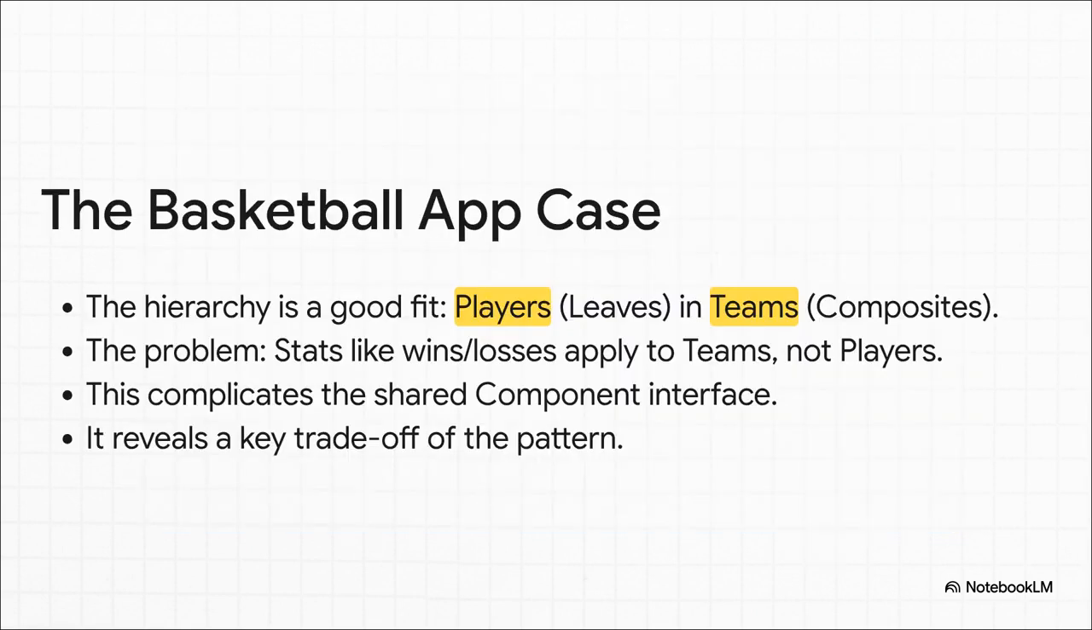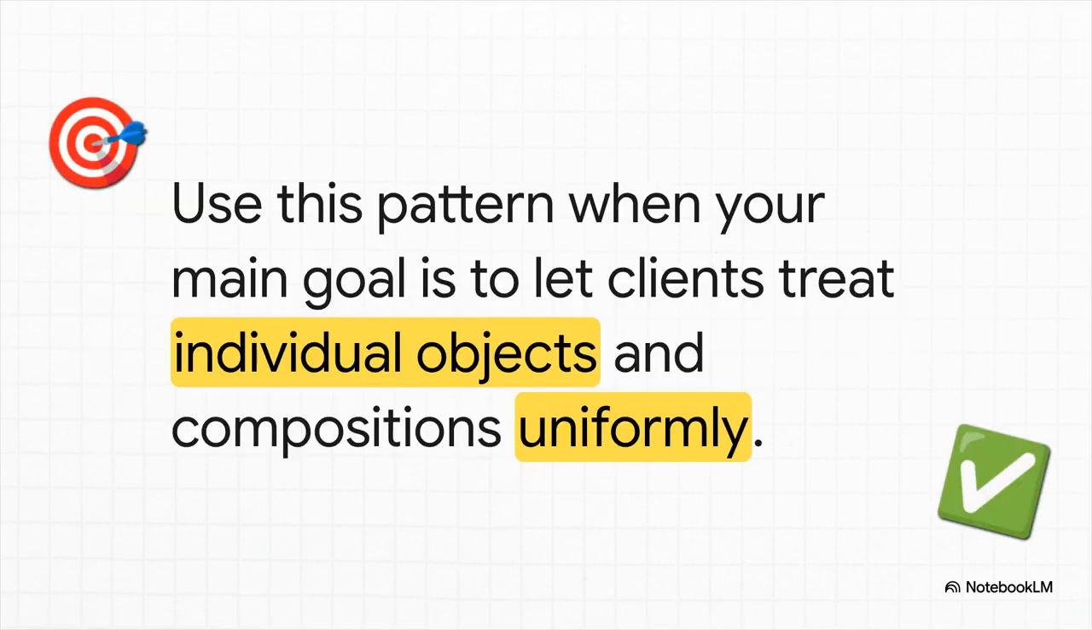But here's the catch. A team has stats like wins and losses, right? But an individual player doesn't really have wins and losses in the same way. And this exposes one of the key trade-offs of the pattern. To keep that universal interface, you might have to add methods to the rulebook that just don't make sense for a leaf. A player object might have to just return 0 for a getWins method, which can feel a little clunky. And that really brings us to the core principle here. You should use the composite pattern when your number one goal is to let the rest of your code be blissfully ignorant about whether it's dealing with one single object or a whole collection of them. If that uniformity is your top priority, this pattern is an absolutely fantastic choice.